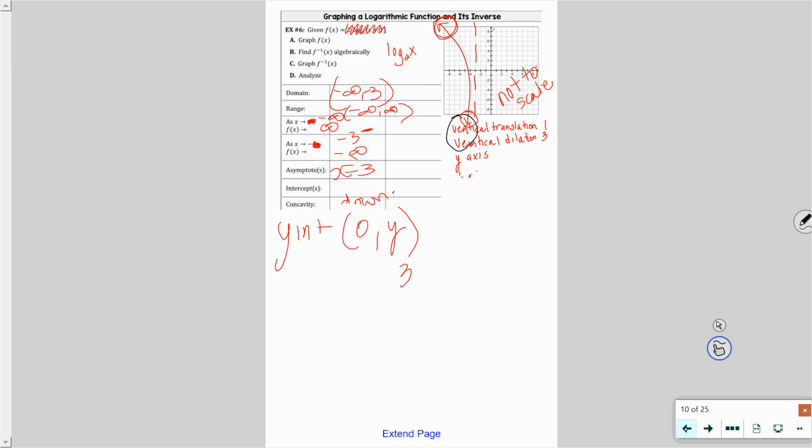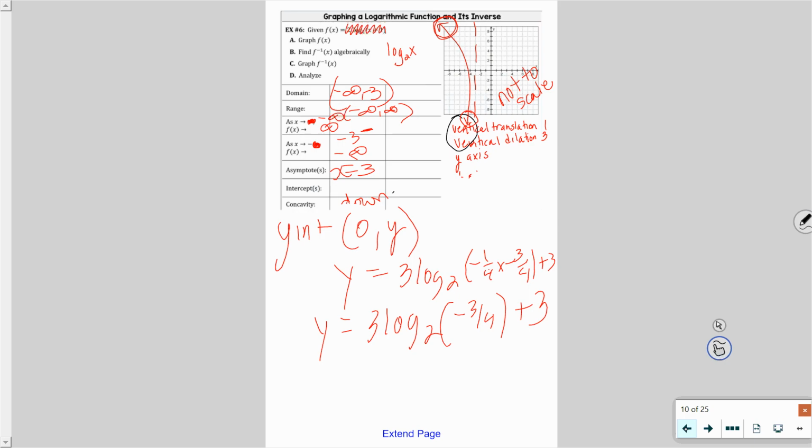All right, so 3 log base 2 of -1/4 x minus 3/4, plus 3. If I wanted to find the y-intercept, I'm going to plug in 0 for x. When you plug in 0 for x, you get -3/4. Right? So grab your calculator.